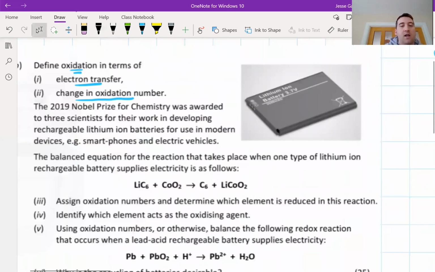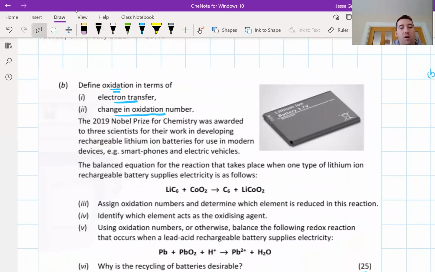Let's look at the second part. There's a little blurb here. I'm not sure if it's that important here, but we'll read it anyway. It says the 2019 Nobel Prize for Chemistry was awarded to 3 scientists for their work in developing rechargeable lithium-ion batteries for use in modern devices. So here is what one of these looks like. It says the balanced equation for the reaction that takes place when one type of lithium-ion rechargeable battery supplies electricity is as follows. So here we have a balanced equation.